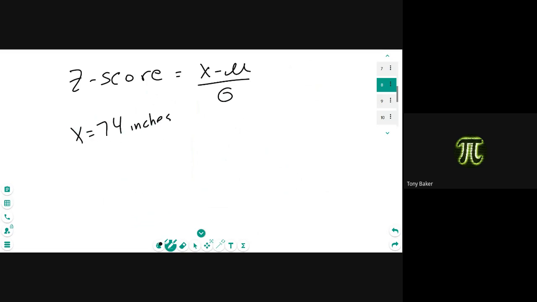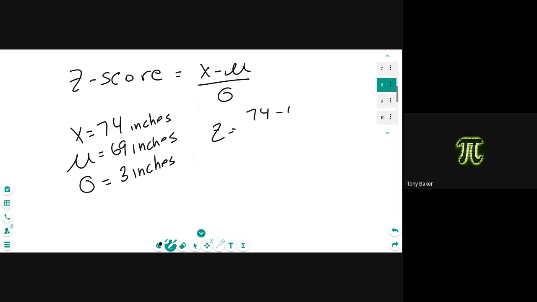So to do 74 inches, I need to find my z-score. My z-score is x minus the mean over the standard deviation. So in this case, x was 74 inches. My mean is 69 inches. And my standard deviation was 3 inches. So z is 74 minus 69 divided by 3, which is 5/3 or 1.67.